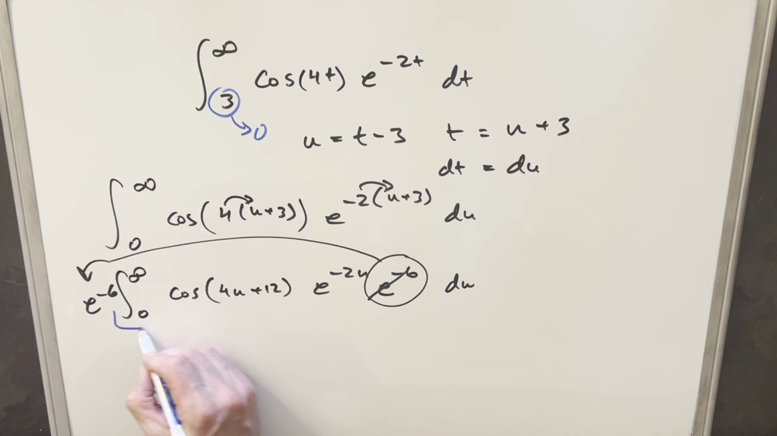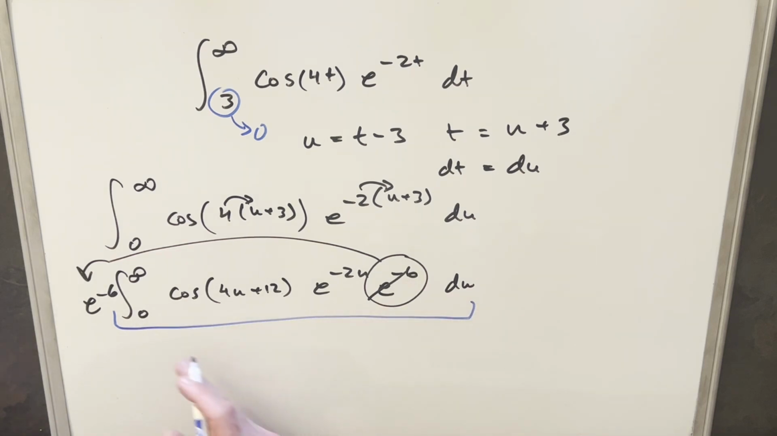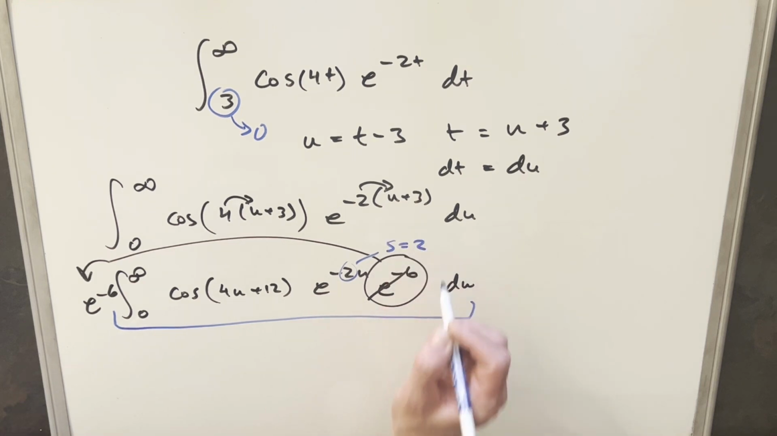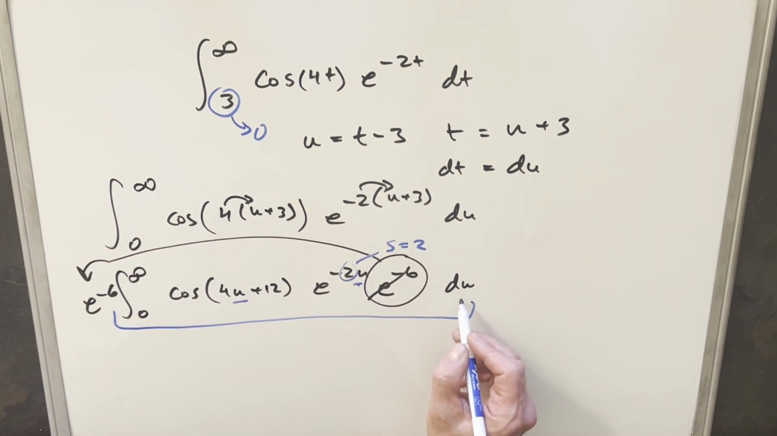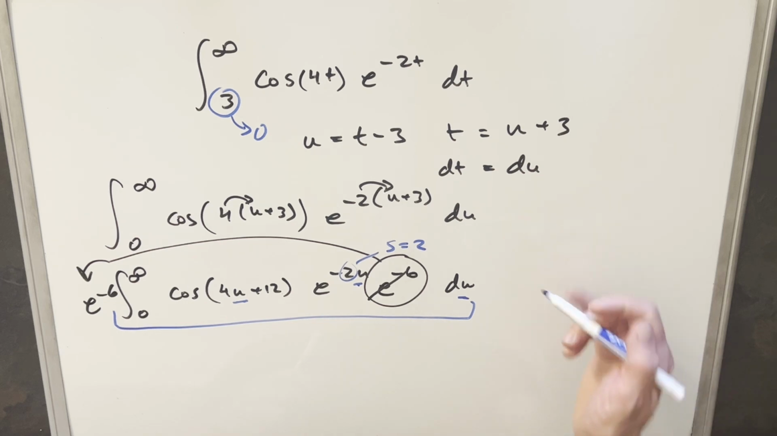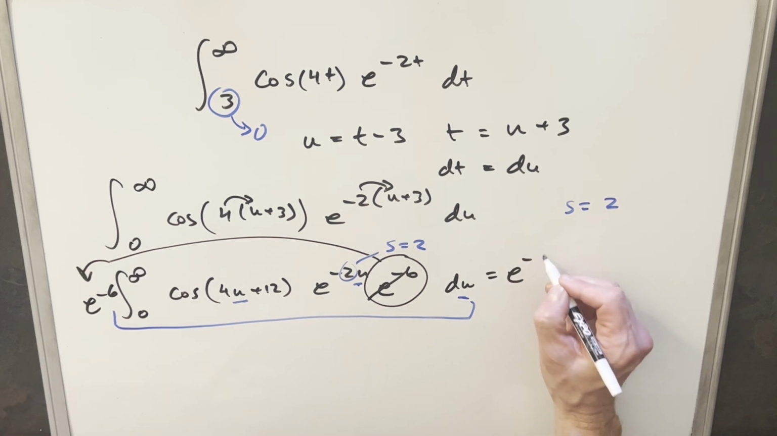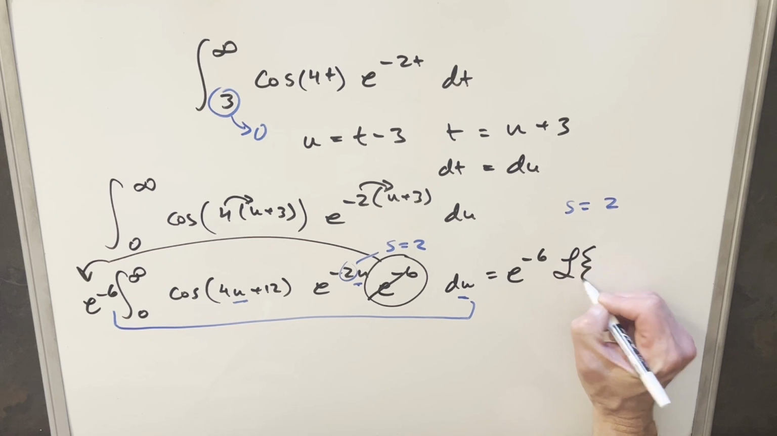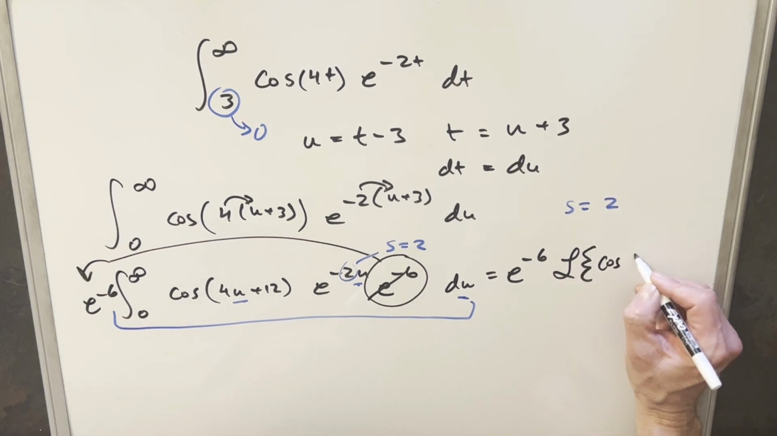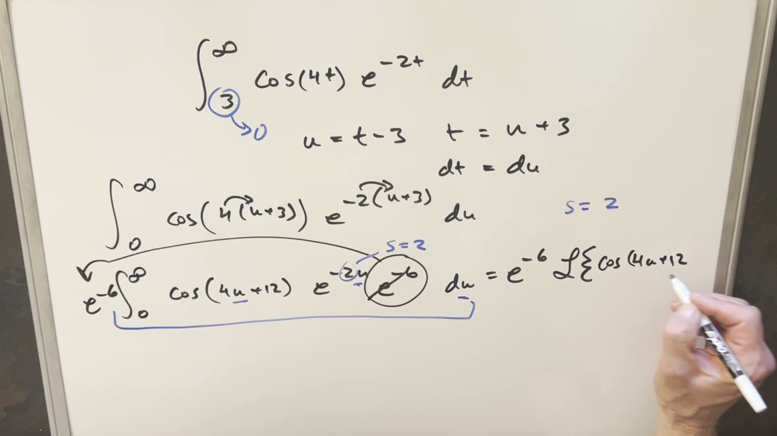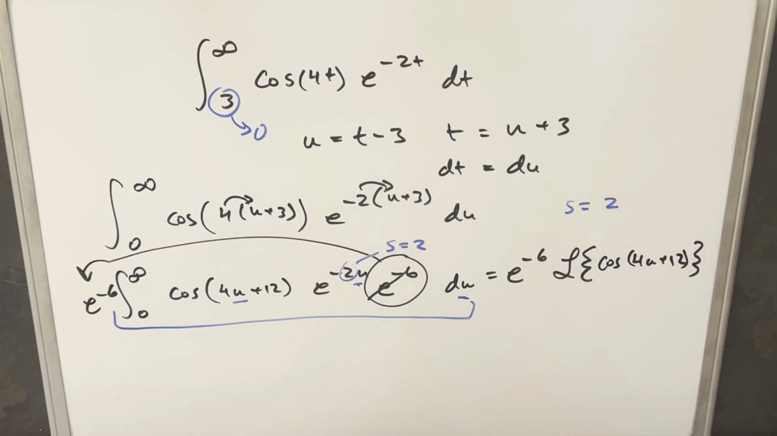But now notice we have this thing exactly in the form of a Laplace transform. We've got our bounds 0 to infinity now. The s value in this is going to be s equal to 2. Don't worry that the variable is u. We could turn it back to t if we wanted, but for a definite integral the variable name doesn't matter, so this is still a Laplace transform. Again, our s is going to be 2, and keeping this e to the minus 6, we can write this as e to the minus 6 times the Laplace transform of cosine 4u plus 12. I could change it back to t, but again, it doesn't matter, so we'll just write it like this.